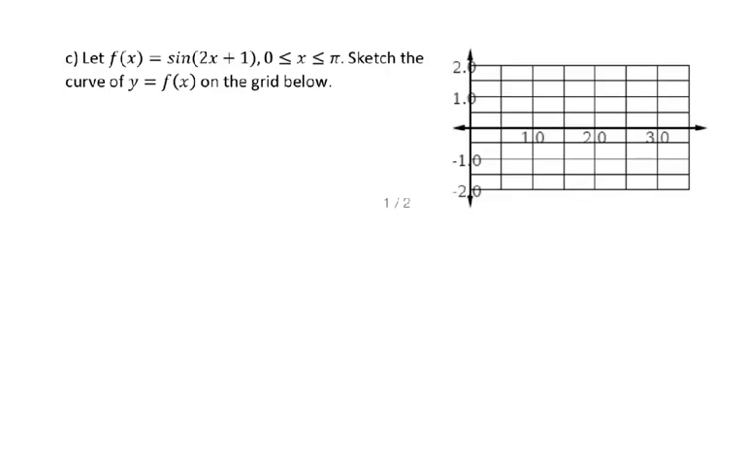Let's go to C. This is an SL question. Let f of x equal sine 2x plus 1, with x between 0 and pi. Sketch the curve of y equals f of x on the grid below.